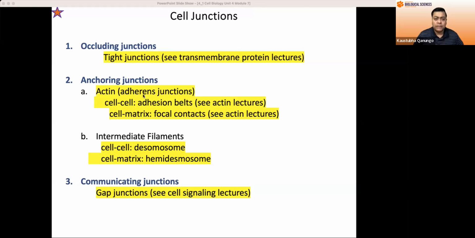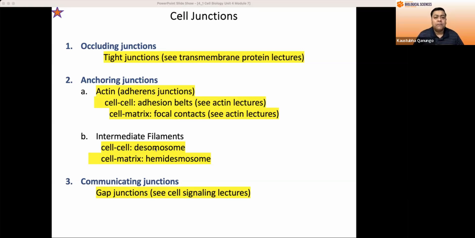This is very important, and know this very well, the difference between these. All anchoring junctions which are actin based are called adherens junctions. So your cell to cell, as well as cell to matrix, if actin is involved as the microfilament instead of intermediate filament, we will always call them adherens junctions. Now, the adherens junction is of two types. If it is cell to cell, we call this the adhesion belt. If it is cell to matrix, which is most of the time the basal layer on which the cell is resting, we call this focal contacts. So these are the differences, but both of them involve actin.